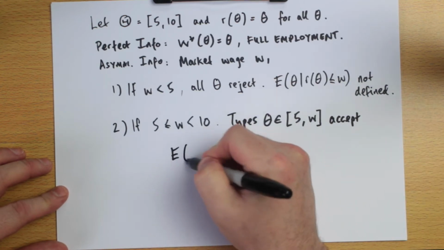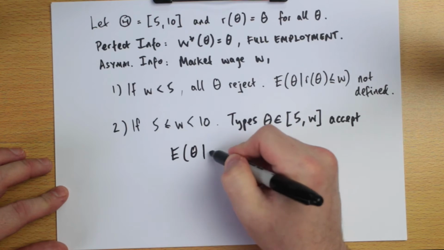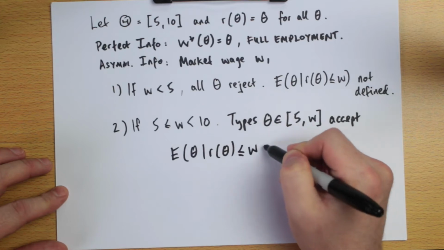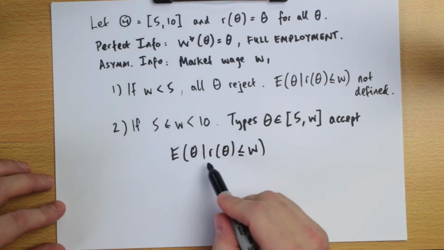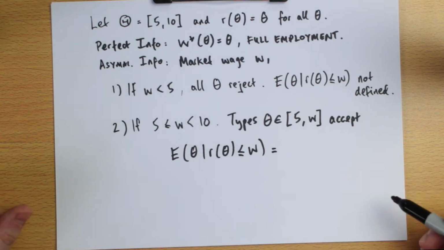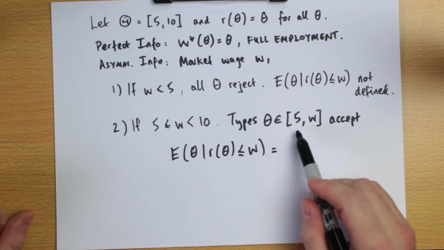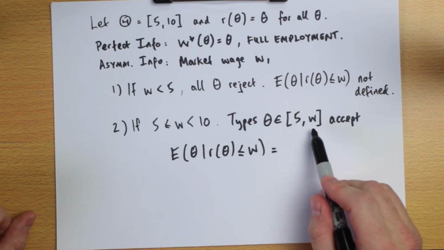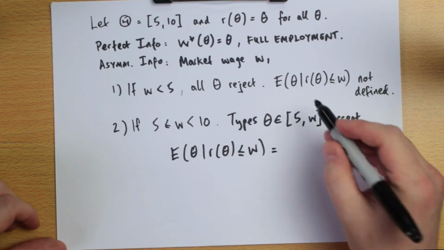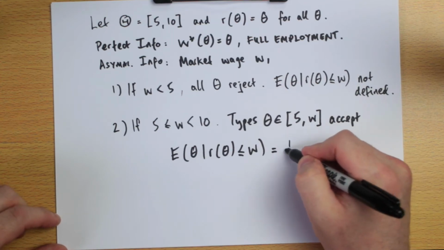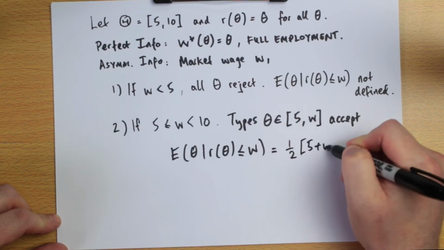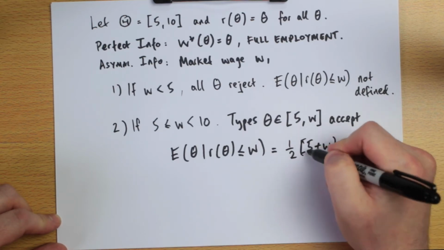And so the firm's expected revenue, expected productivity, conditioning on the fact that those who work accepted the market wage, will be, now remember how we calculate the expected value of a uniform random variable. We've got an interval here, 5 to W. Types are uniformly distributed on that interval. And so the expected value will be halfway between 5 and W. So a half (5 plus W).